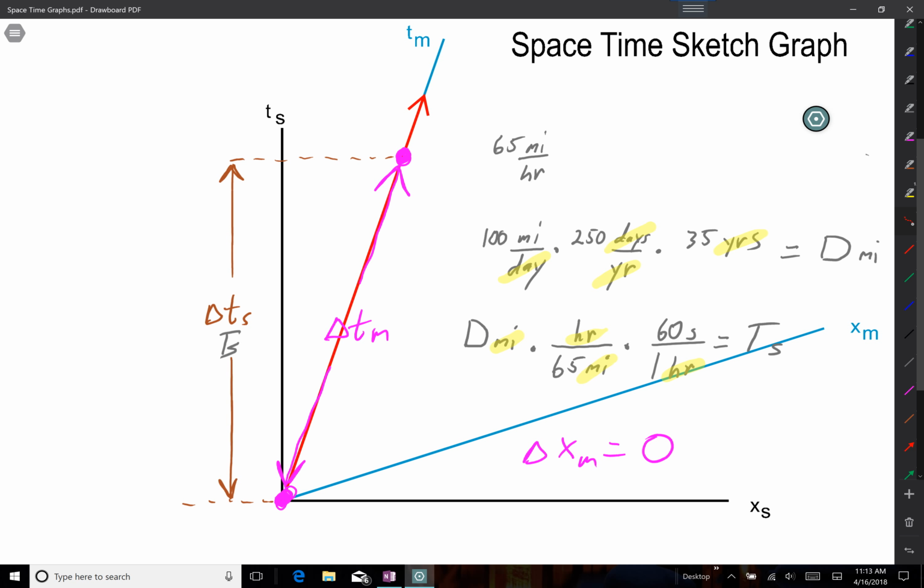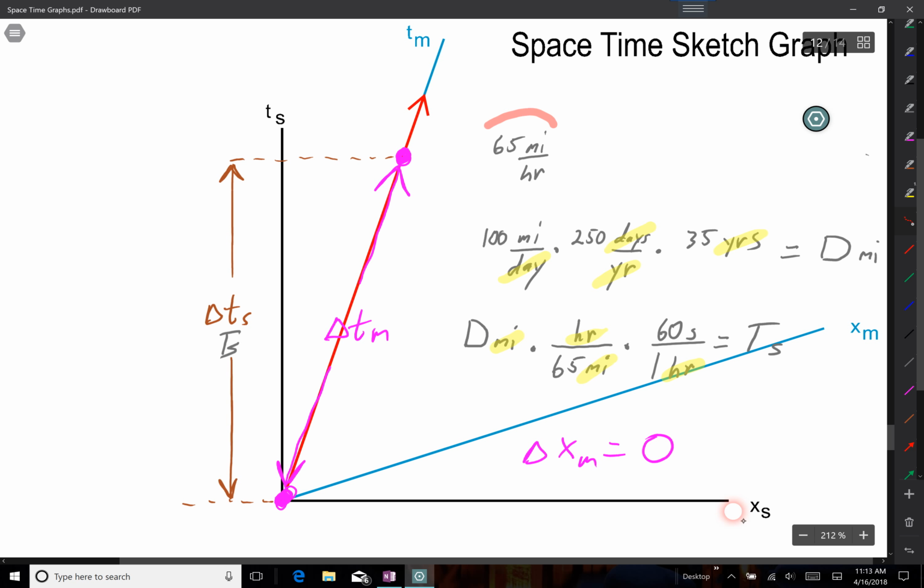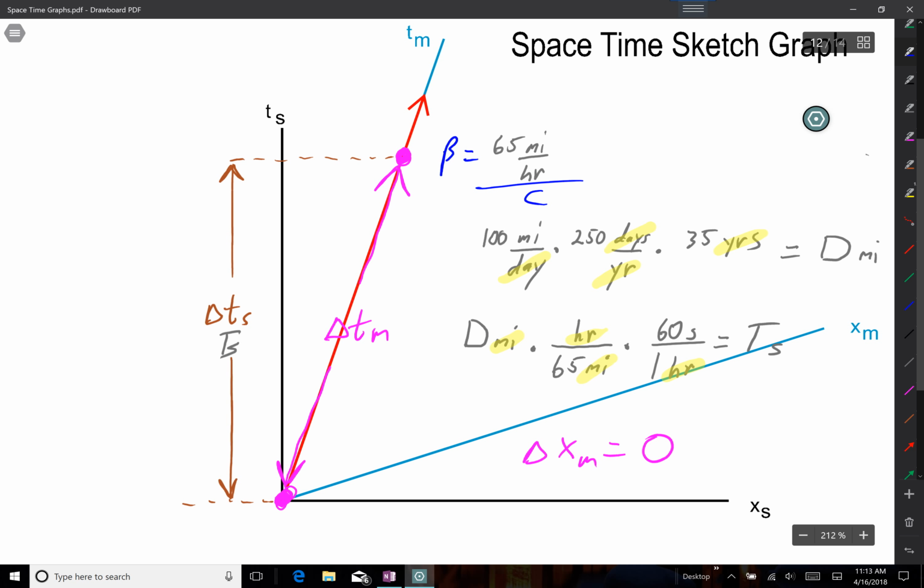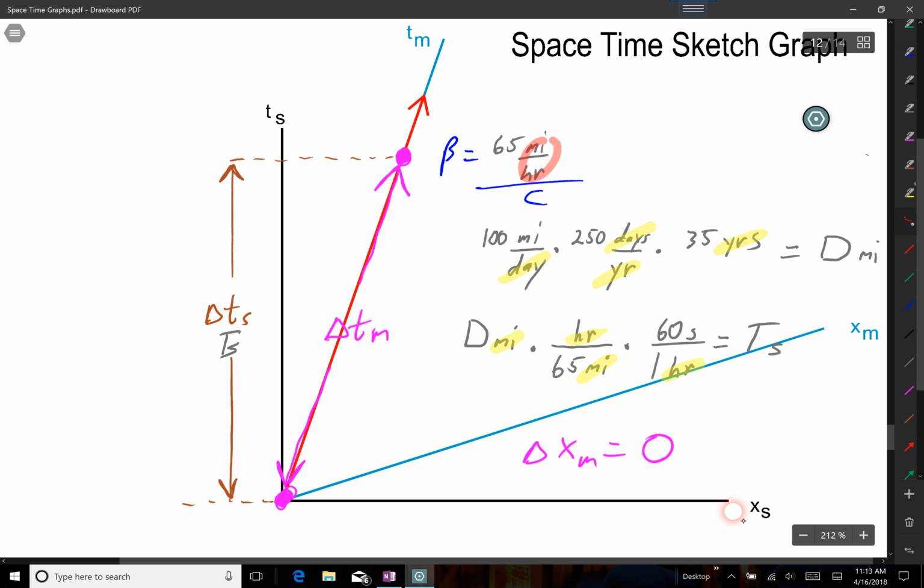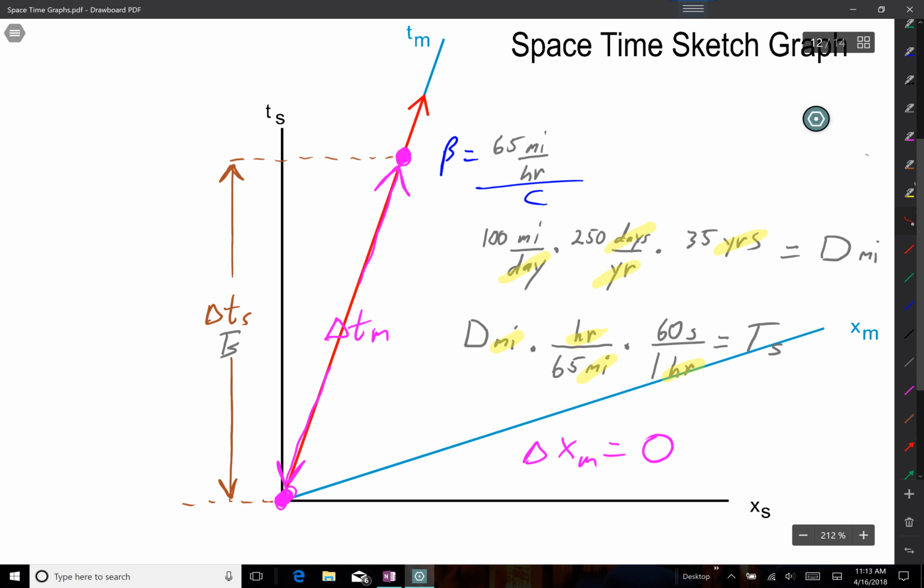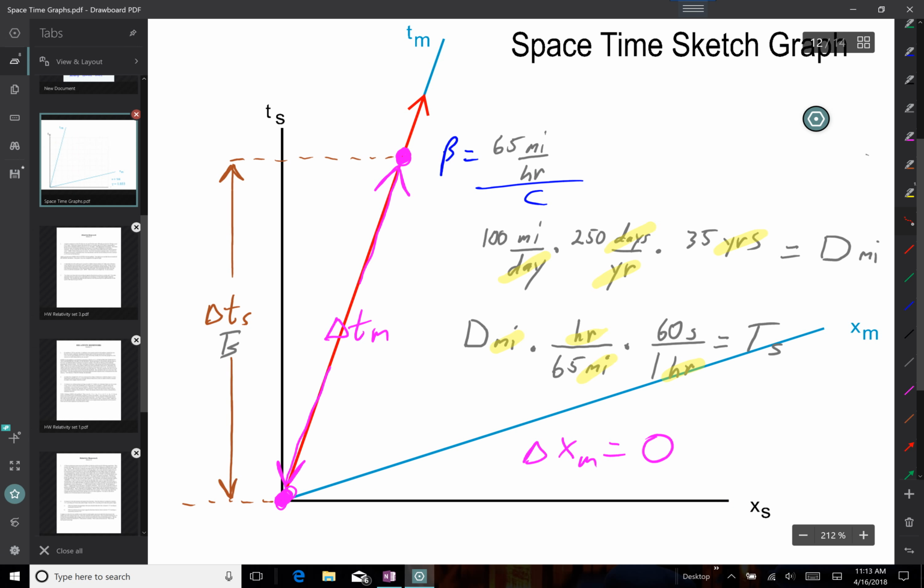And again, you need to use a calculator that's going to be very precise because this is a very low speed beta. And remember, I have to divide by c in order to make it a beta, dimensionless. So I need to convert this to meters per second so I can divide by c in meters per second. And so that will give you the answer to that problem.